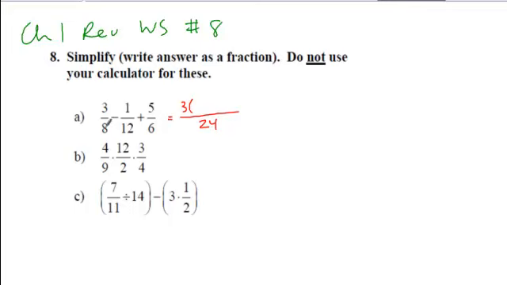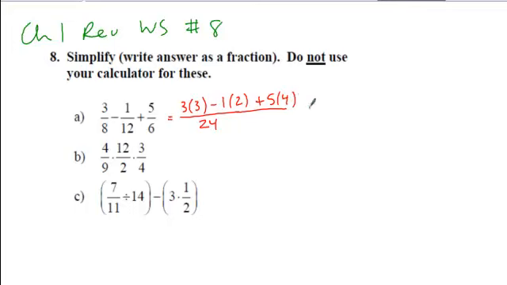8 times what is 24? So the answer is 3. Minus my next fraction's numerator 1 times what LCD factor do you multiply 12 by to get 24? 2. Plus my next fraction's numerator 5 times what LCD factor is missing from this denominator. To turn 6 into 24, you multiply by 4.